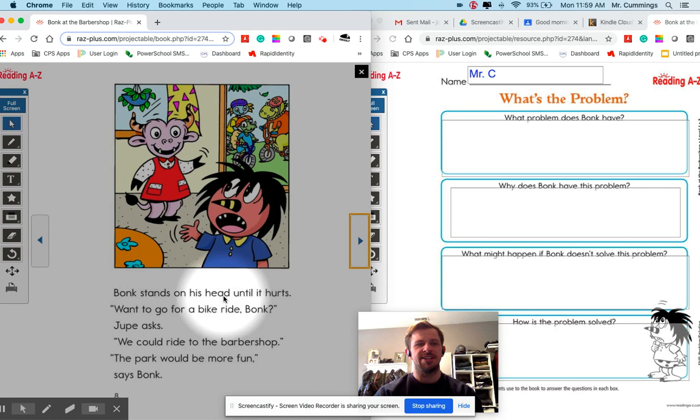Bonk stands on his head until it hurts. Want to go for a bike ride, Bonk, Jupe asks. We could ride to the barber shop. The park would be more fun, says Bonk.